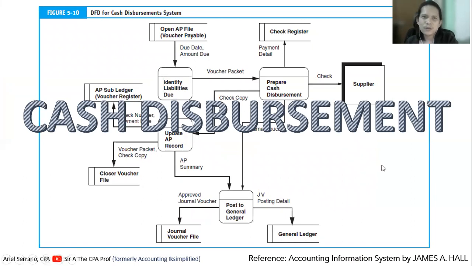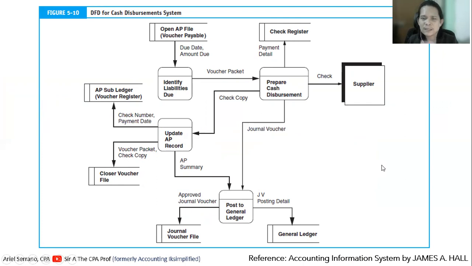Ngayon, makikita po ninyo yung ating data flow diagram for this subsystem. Of course, saan ba yan mag-uumpisa na cash disbursement process? Dito po yan. When we identified liabilities due. Remember, doon sa ating open AP file, naka-arrange yan by due dates. So, normally, kung sino man po yung in charge dito sa function na ito, they have to check every day, meron ba tayong babayaran sa ngayon? Kasi kung meron tayong babayaran, we have to process na.